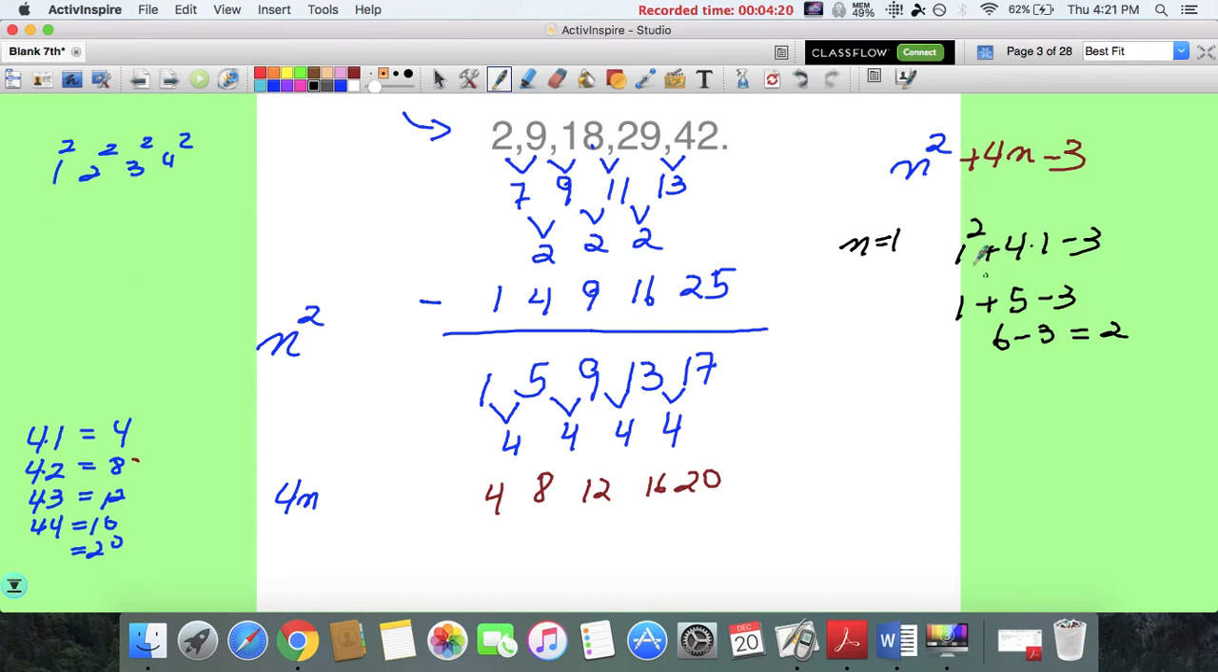Hang on. 1 squared is 1. 4 times 1 is 4. Sorry. So that's 1 plus 4 minus 3. And 5 minus 3 equals 2. And that's exactly my first term.